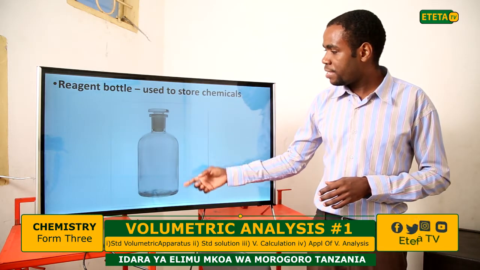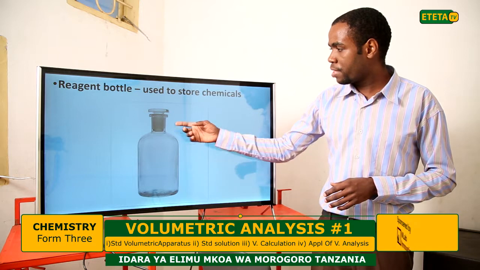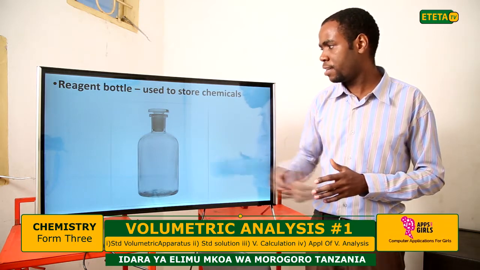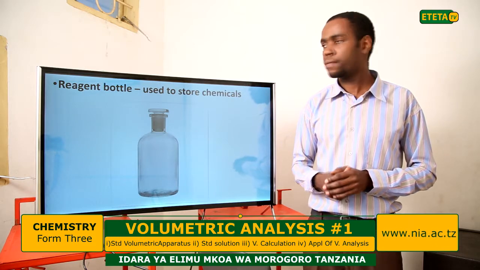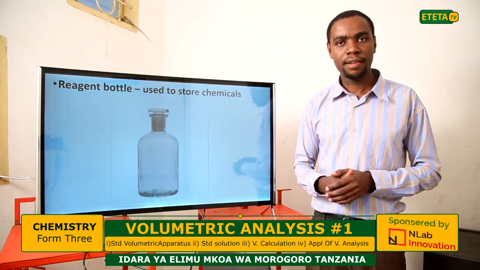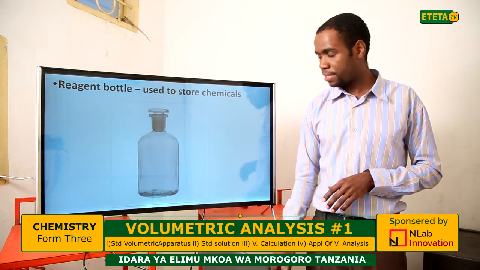And this one here is the drawing with the diagram of a wash bottle or reagent bottle. So the chemicals are stored in this bottle. Various chemicals.